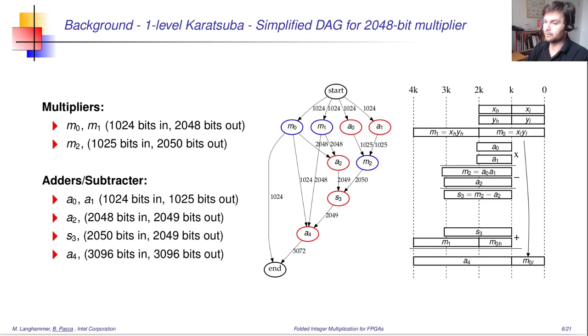This particular graph corresponds to a 2048-bit multiplier. The exact operation bit widths are shown on the left, while on the right we can see the fixed point operand alignments. Note that all this information is typically stored in the graph, although for simplicity, we only show the node types, multipliers in blue and adders in red, and the operand widths on the edges.